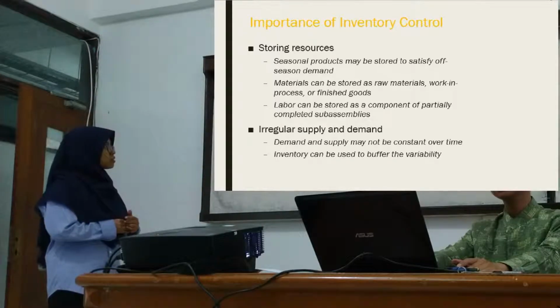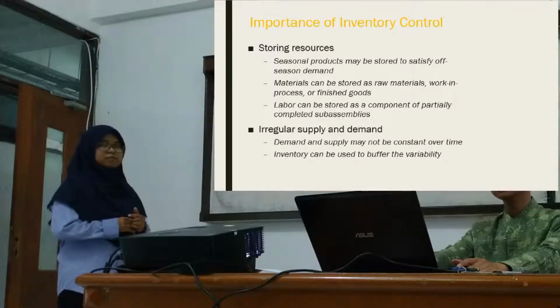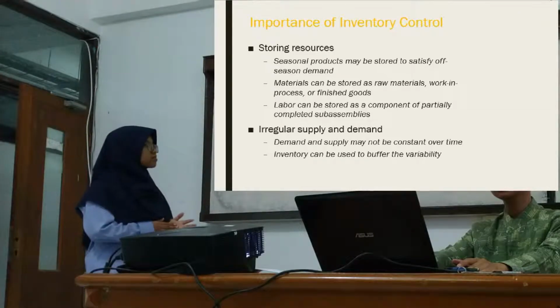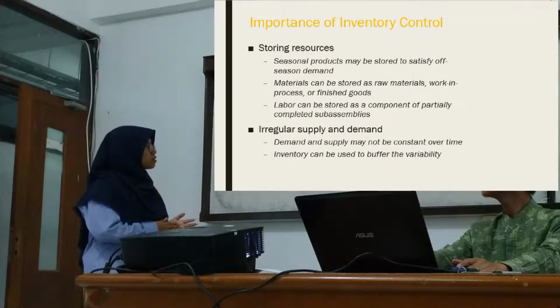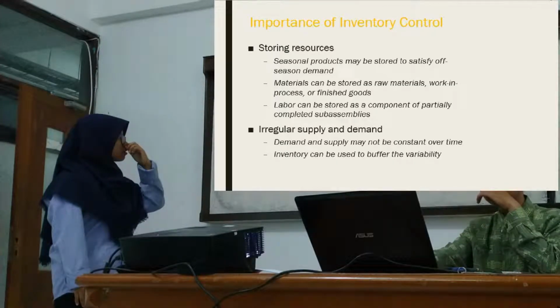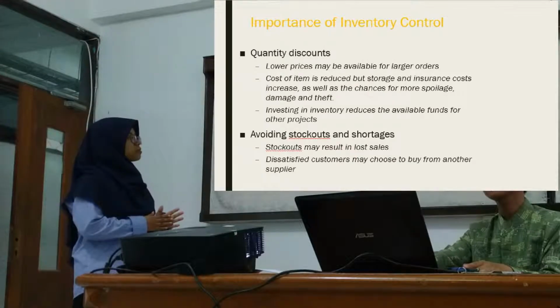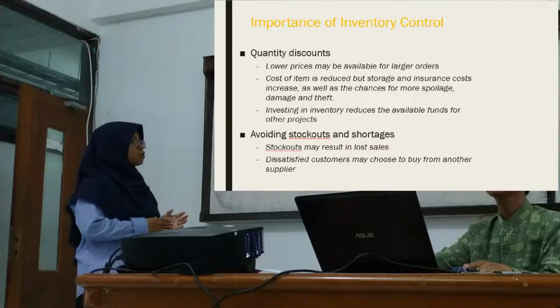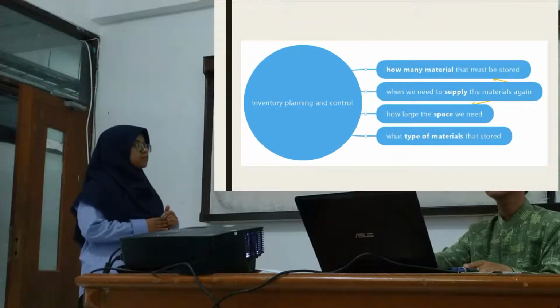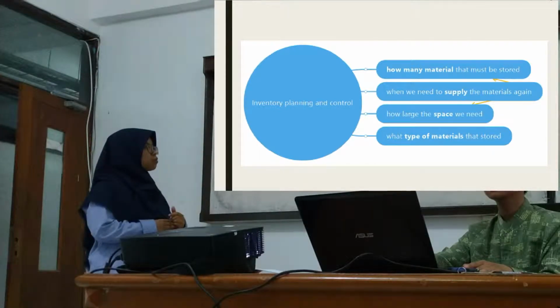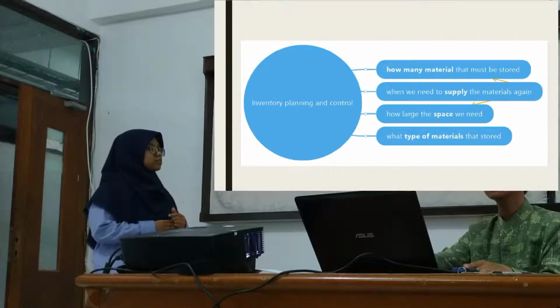And then the next importance of inventory control is avoiding stock out and stoppage. So in this inventory planning control, what we consider is how much material must be stored, and then when we need to supply the material again, and how large the space we need, and then what type of material is stored.